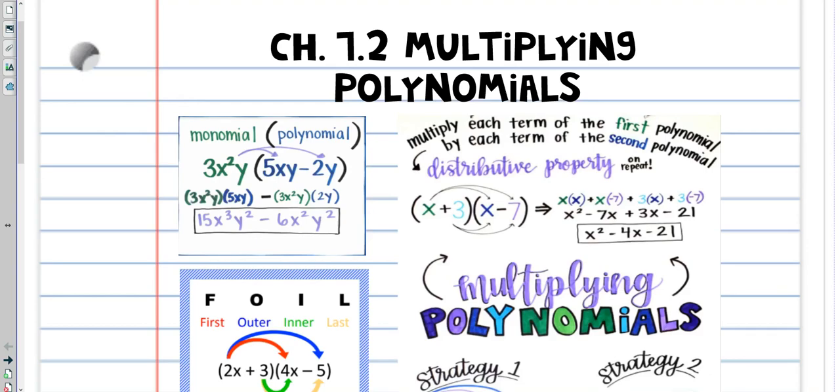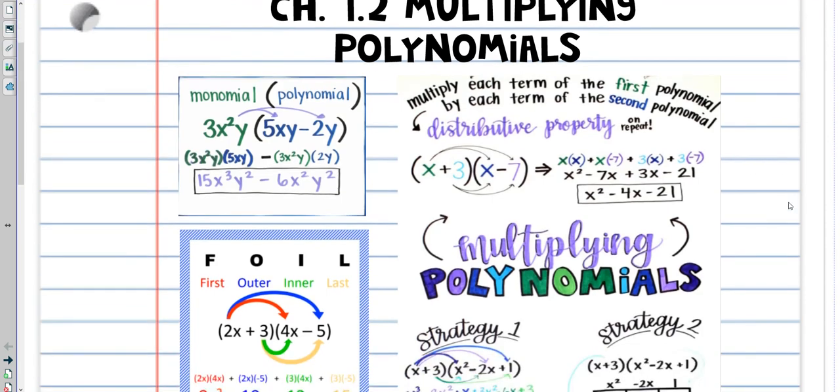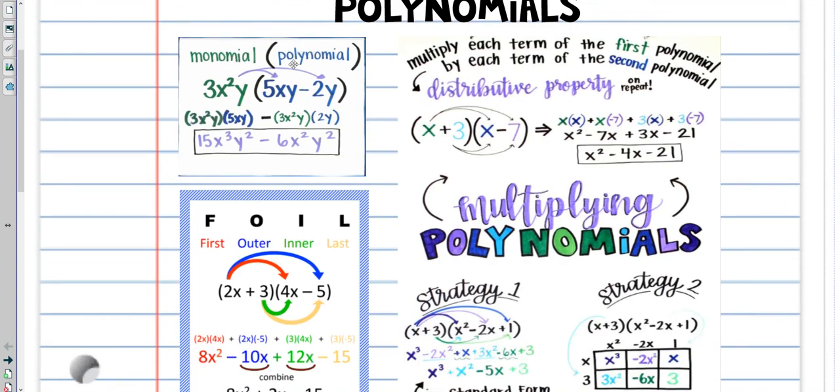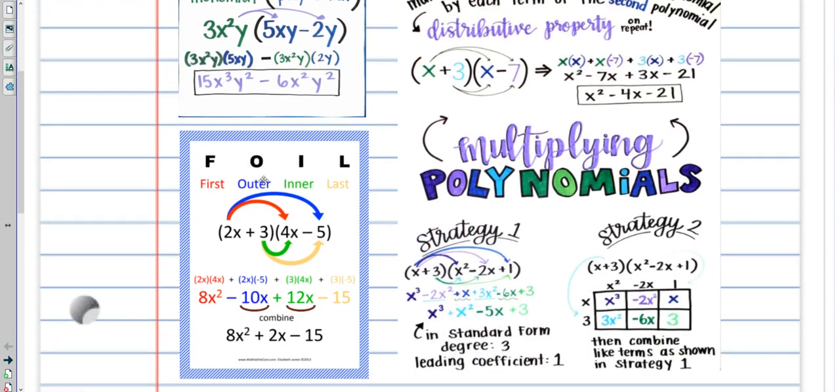Welcome, welcome. So today we're going to talk about multiplying polynomials. You don't have to write down these anchor charts, but I did want to share with you some strategies about multiplying polynomials. When you have a monomial, you can do the distributive property, multiply, and you get your polynomial answer. There's also a method called FOIL, which I'm going to explain to you.